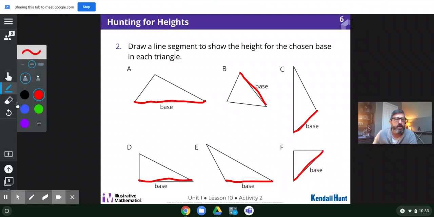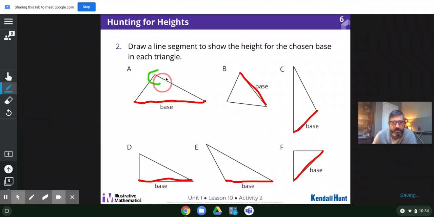Now I'm going to choose the color green. From here, I'm going to circle the opposite vertex, or the opposite corner, from our base. It's just directly opposite of our base every time. This vertex here is opposite our base. This vertex here is opposite our base. And this vertex here is opposite our base. And this one. And this one.